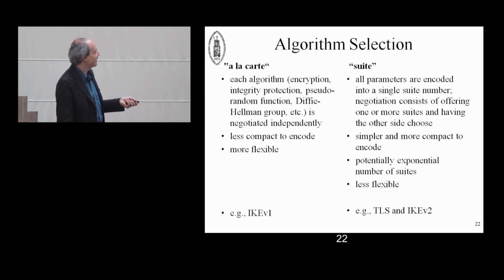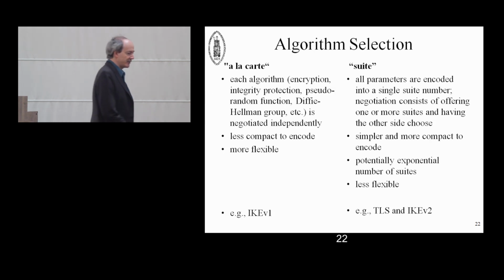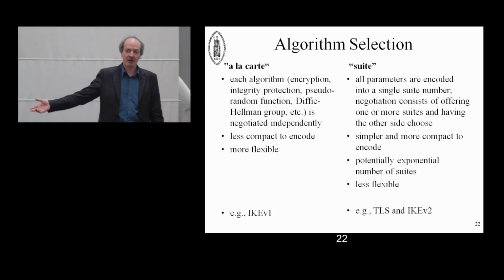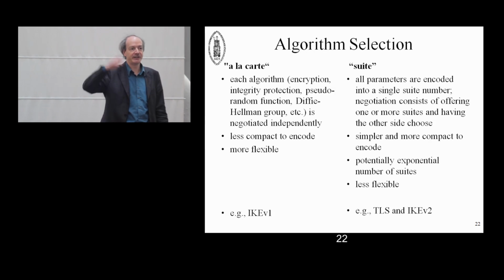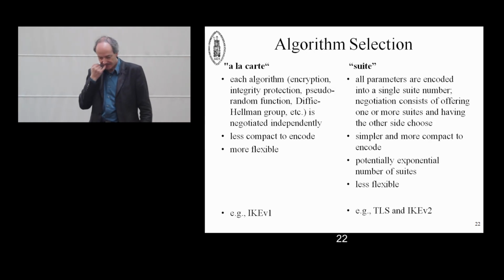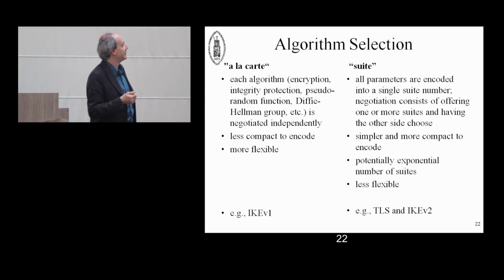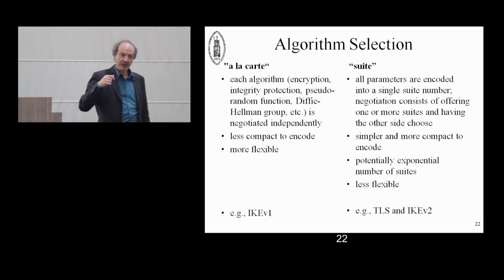So TLS from the beginning used suites. A suite is just a set, a whole set, right? It's like a fixed menu in a restaurant. You can't choose, this is what you can eat, it's a good deal, but you can't make substitutions. Okay? The problem, of course, is then if you get lobbying.